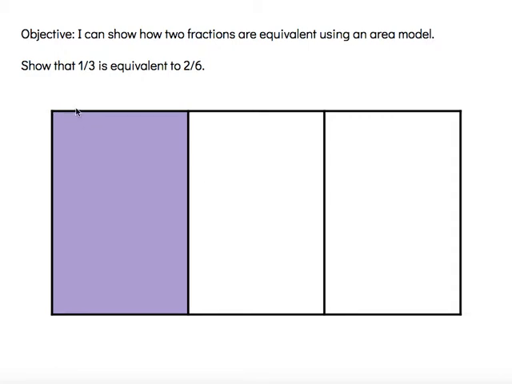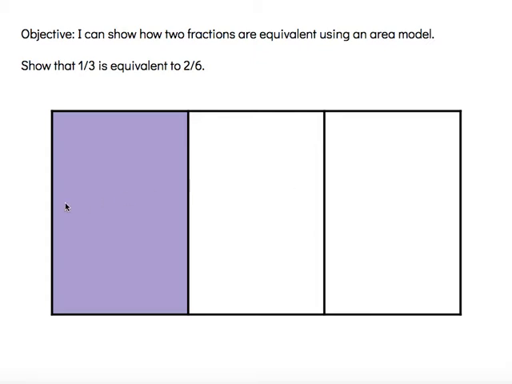So I have an area model here. This larger rectangle around the outside represents my whole. That's one whole. I split it into three equal parts, and I shaded one of those, and that's 1/3. If I want to show that a fraction is equivalent, it has to take up the exact same space. So how am I going to take three equal sections and split it into six equal sections?